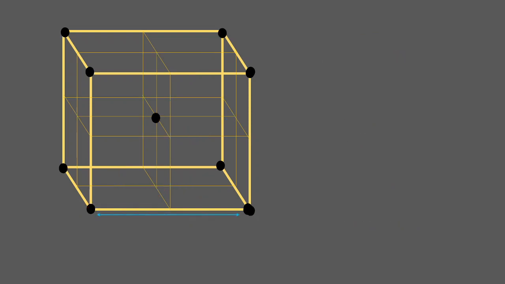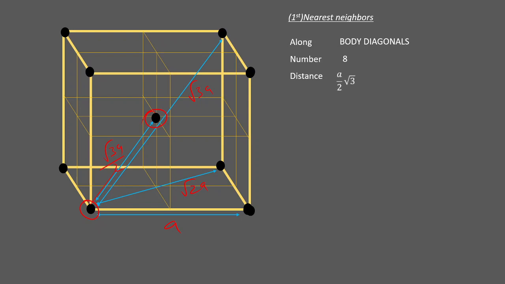Okay, similarly you can think about the BCC lattice. You see this atom at the body center, and you can think about these distances. This is A, this is root 3A by 2, half of the body diagonal. This distance is root 2A. Okay, this distance is root 3A, and just by a little bit of analysis, you can figure out the first nearest neighbor to this point is this point. And since this point is along the body diagonal, in the infinite lattice you will get 8 such neighbors, right, along body diagonals, and the distance will be half of the body diagonal.